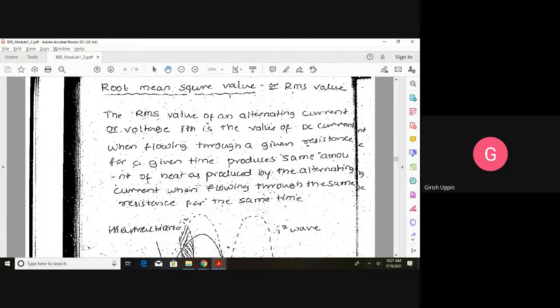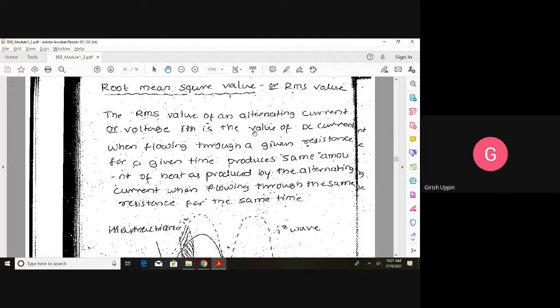Next important question: find the RMS value of an alternating voltage or alternating current. The definition of the average value is important. The derivation of the average value is important. The definition of the RMS value is important, and the derivation of the RMS value.